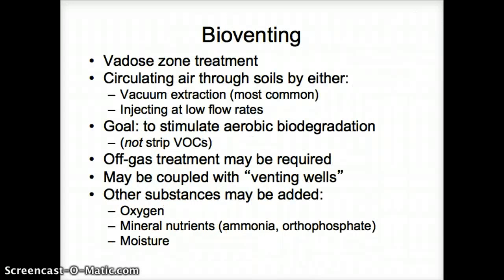A simple system for implementing bioremediation is called bioventing. This is generally in the vadose zone of the soil, the unsaturated zone, not the groundwater. It is about circulating air through the soils to stimulate biodegradation. If you inject air into the soil, that air contains 21% oxygen, and so it will biostimulate local bacteria. So the purpose of bioventing is not to strip VOCs.